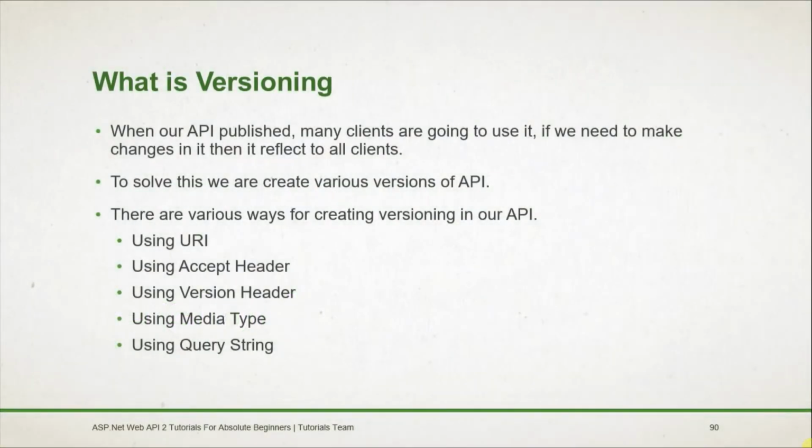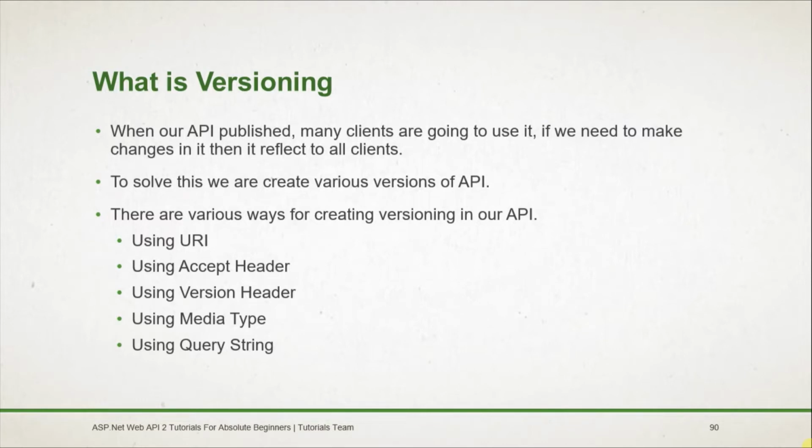The first question that arises is, what is versioning? When our API is published, many clients are going to use it. If we need to make changes in it, then it will reflect on all of the clients. To solve this, we create various versions of the API. There are several ways to create versioning in our API. We can create versioning using the URI, accept header, version header, media type, as well as the query string. In this session, we are going to use versioning using the URI.